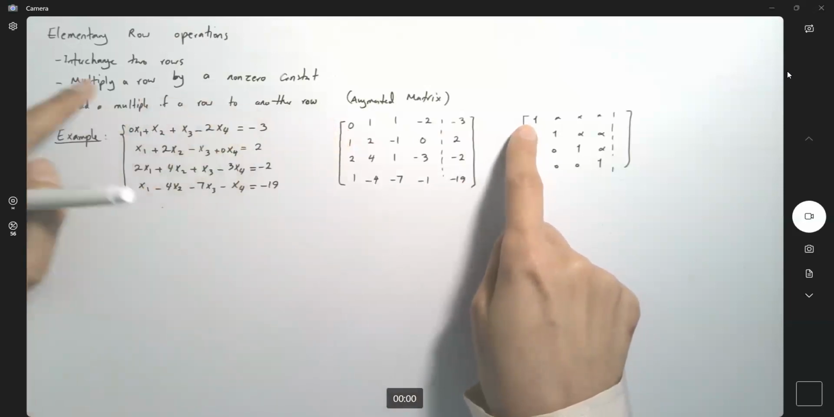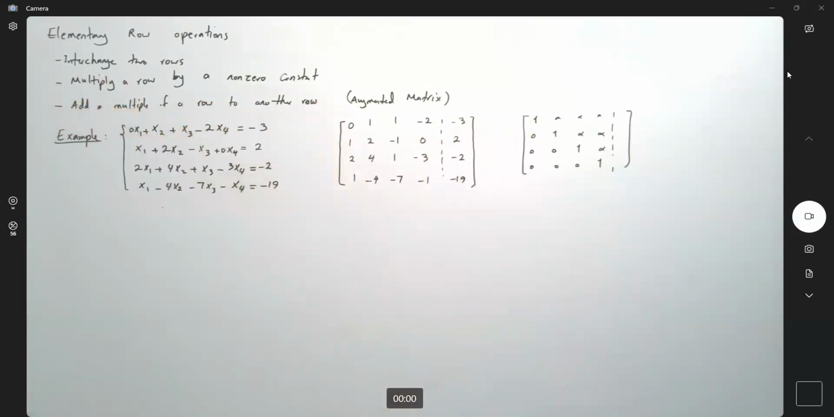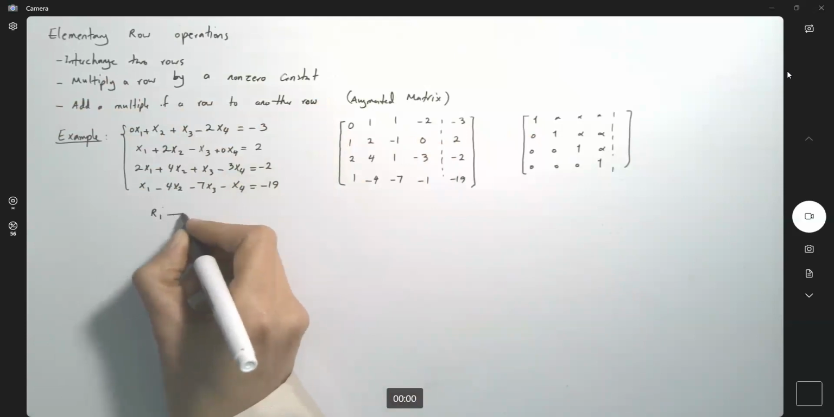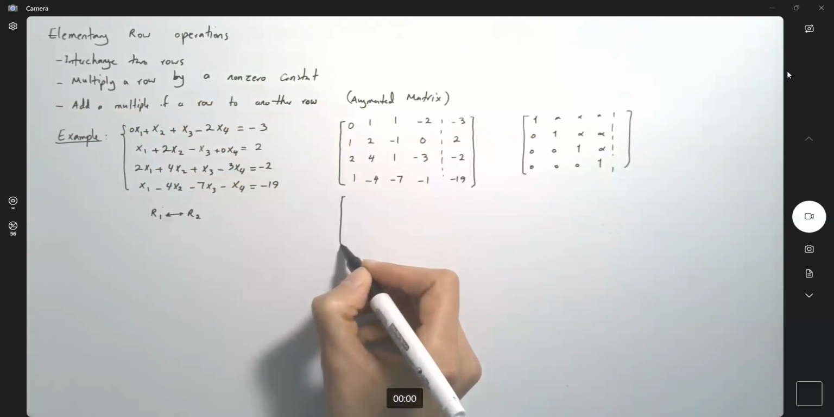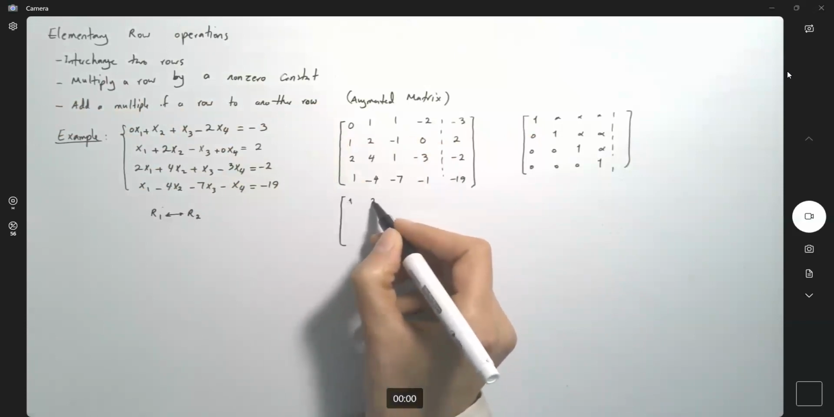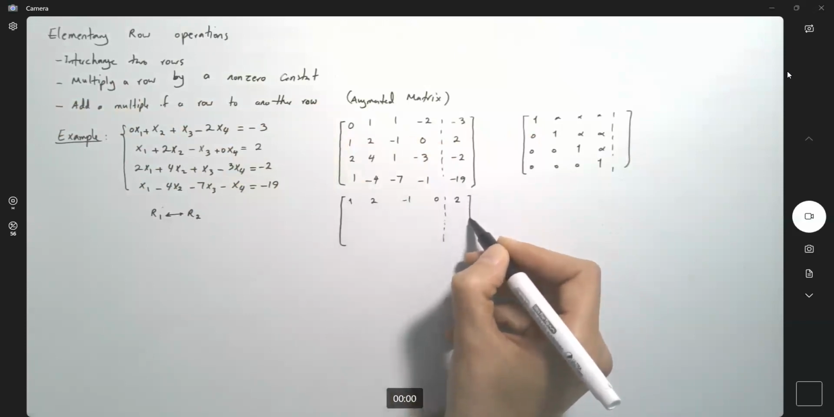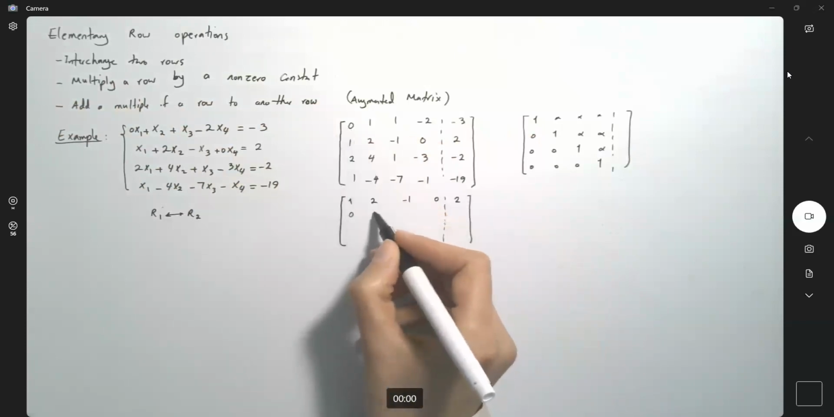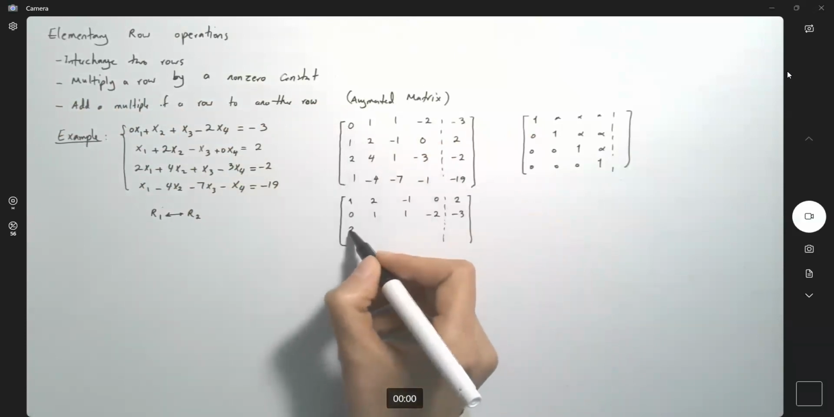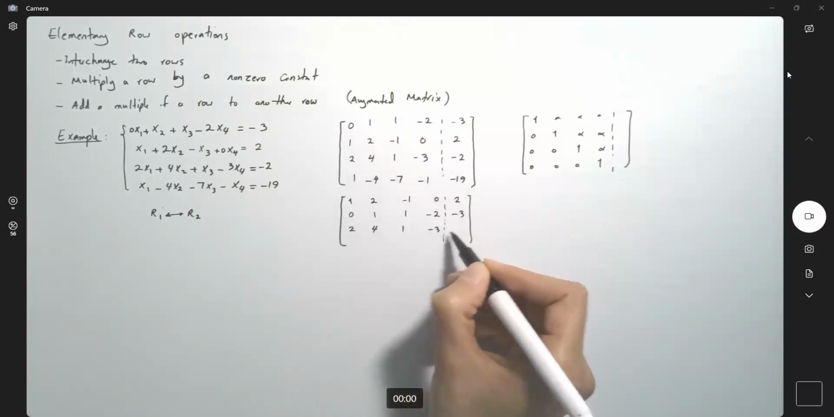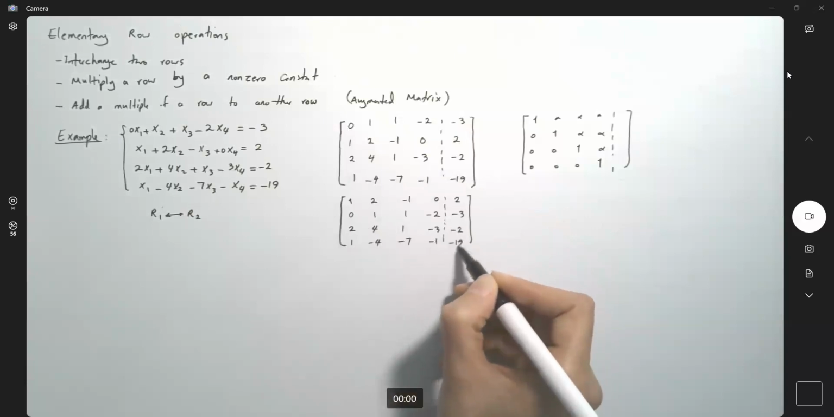We're going to interchange 2 rows. We're going to interchange R1 and R2. Interchange R1 and R2. This matrix becomes 1, 2, negative 1, 0, and 2. And the second row is 0, 1, 1, negative 2, and negative 3. Let's copy down the rest of the rows. 2, 4, 1, negative 3, negative 2, and 1, negative 4, negative 7, negative 1, and negative 19.